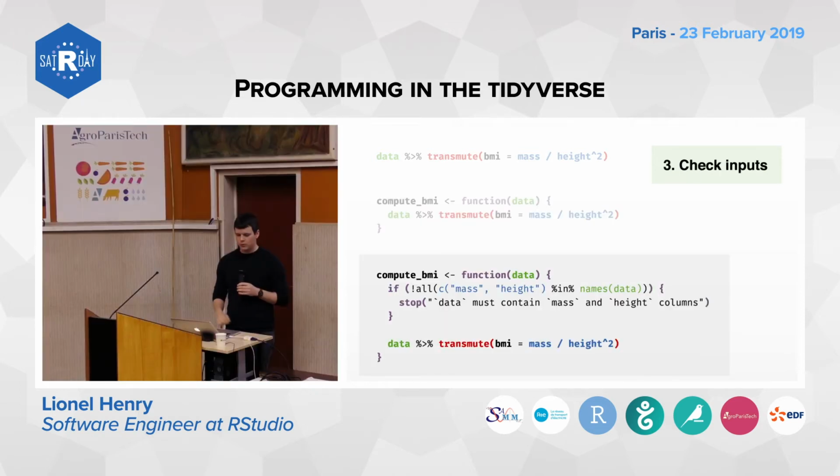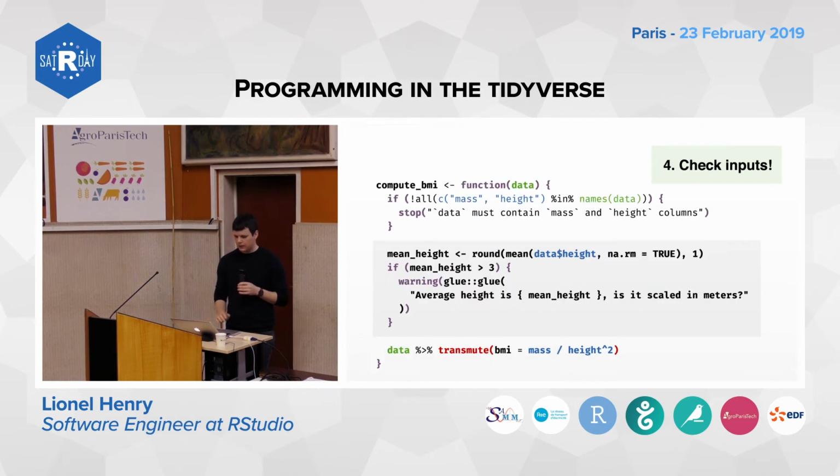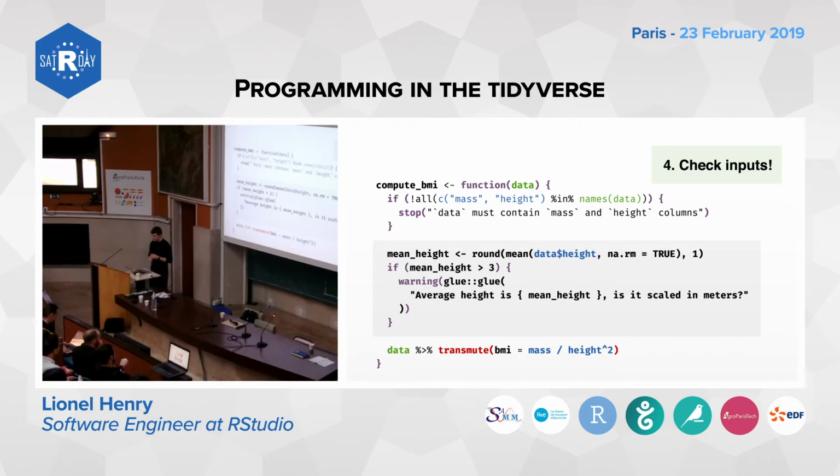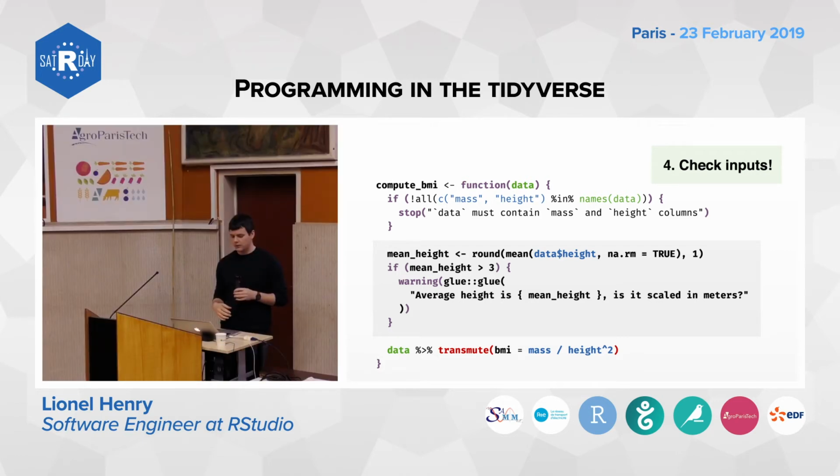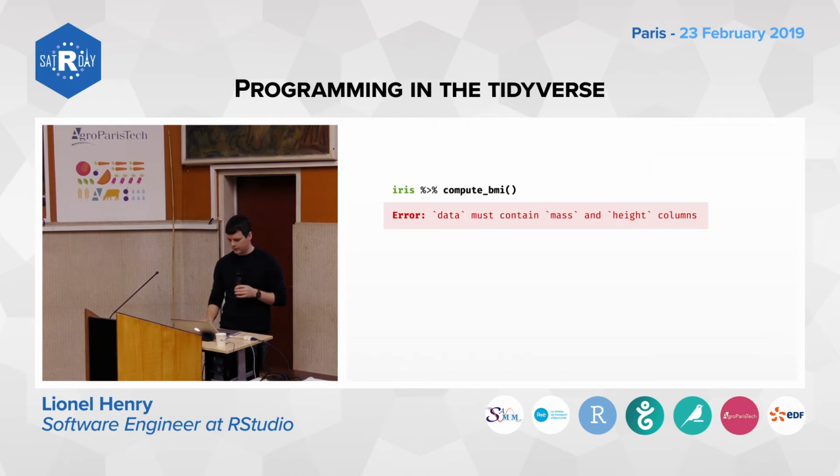So it's a good idea to check the inputs, to check that the data frame does contain these columns, and to stop with an error if it doesn't. And actually, it's a good idea to check the contents of the inputs as well. To compute the BMI, we need height to be scaled in meters. And so we could check the contents of the height column. And if it appears to be not appropriately scaled, then we could return a warning to our users.